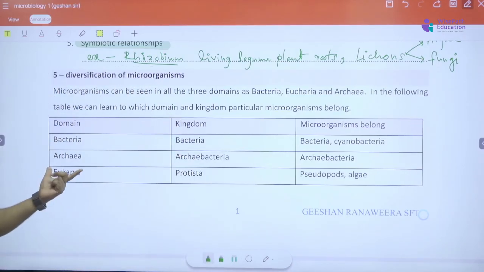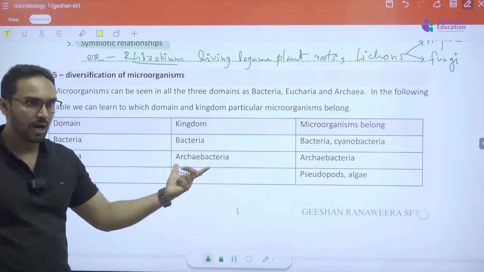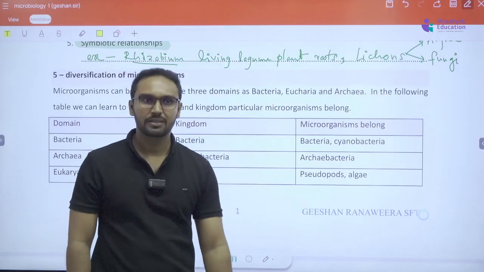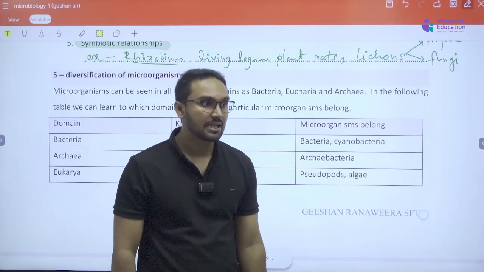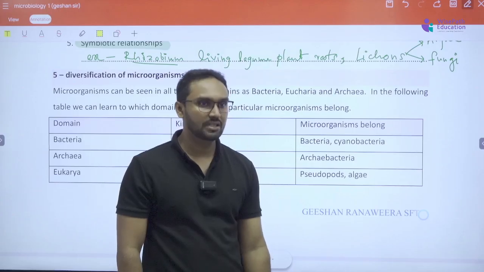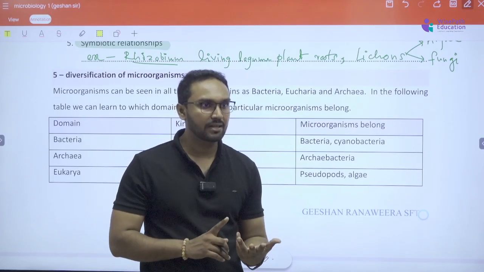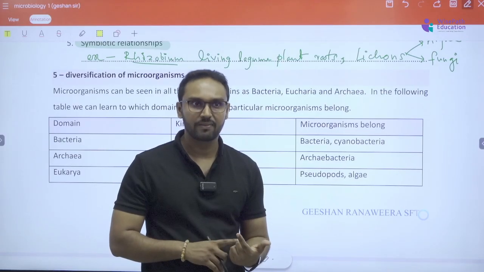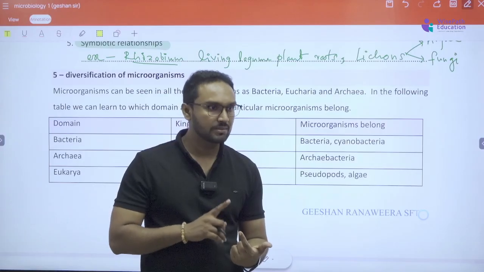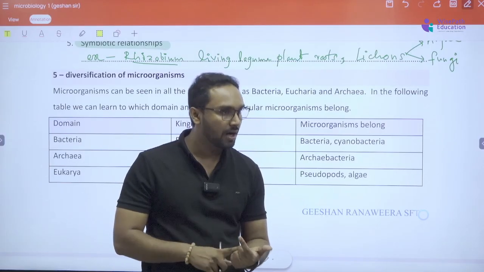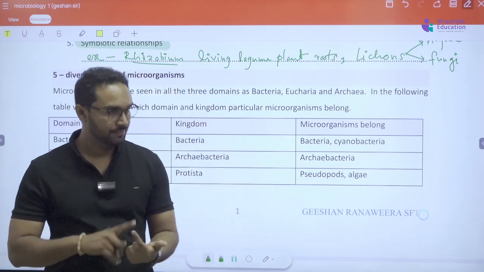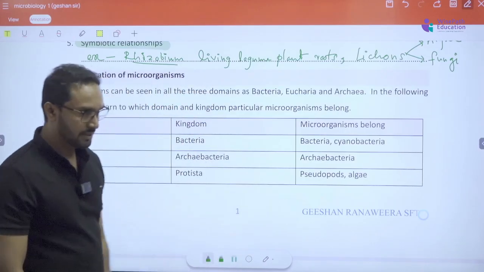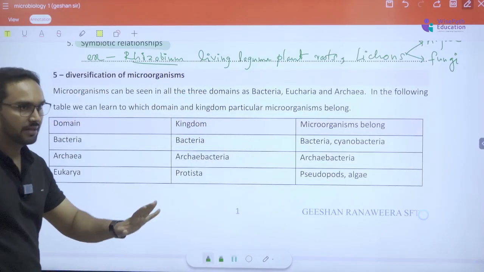When it comes to archaea, there is a kingdom called archaea, and the microorganisms belonging to it are the archaea. These are the microorganisms that can live under the harsh conditions we discussed, in volcanoes, hot water springs, brackish water, everywhere with harsh conditions. These are the archaebacteria, not the bacteria. They have differences compared to the bacteria.